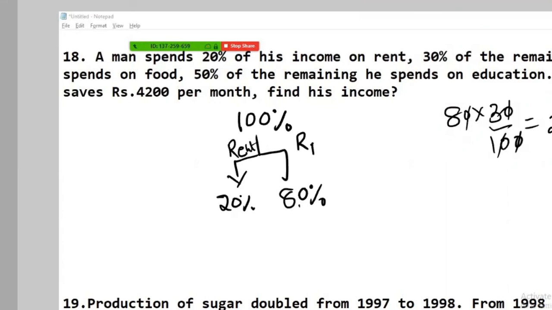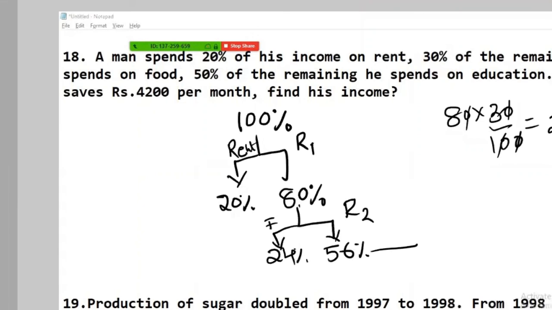8 3s are 24. So in 80, 30% is 24. Okay, so from this 24 he spends on food. So on food, that man is spending 24 rupees. So remaining is 2... remaining is 56%.